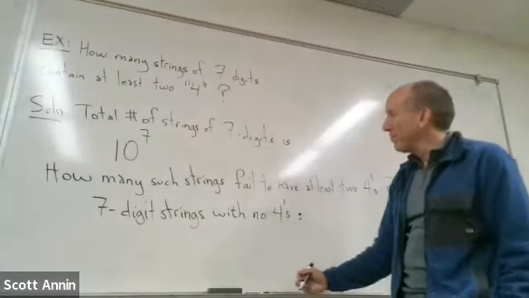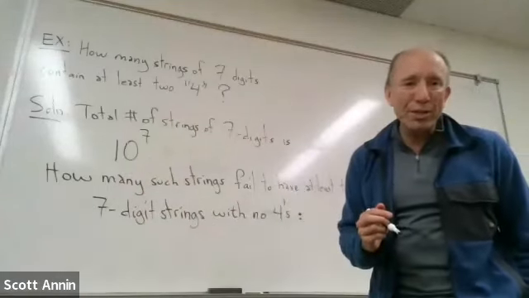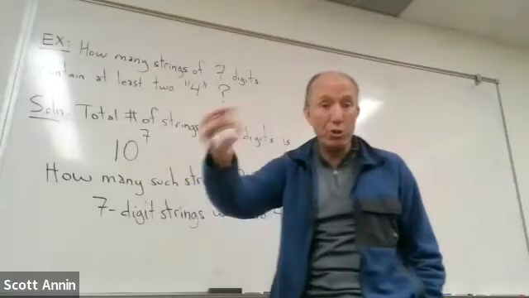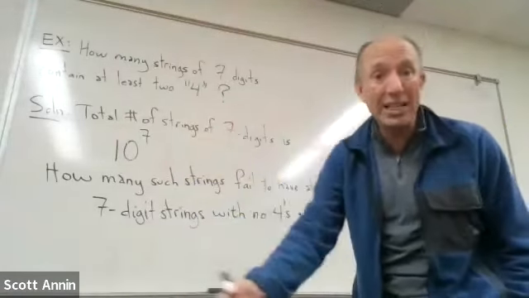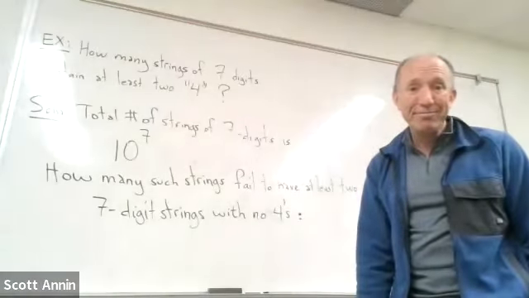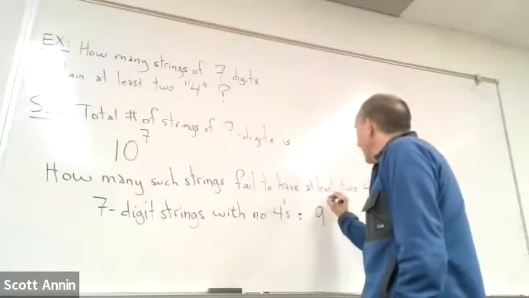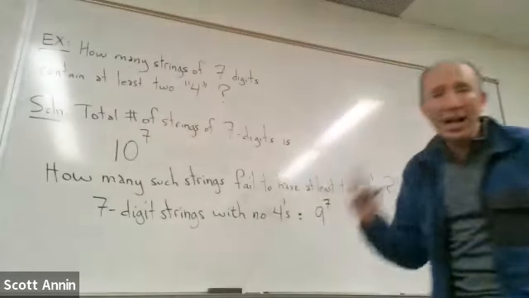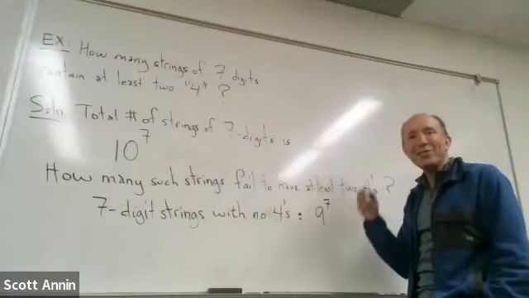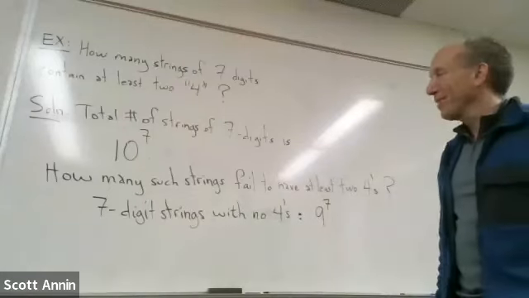Well, if I'm looking at 7-digit strings that don't have any 4s in them, doesn't that just mean that instead of 10 different ways to choose a digit for each of the 7 slots, I actually only have 9 digits available? I can't use the 4, but I can use any of the other digits, and that goes for all 7 slots of the string. 9 choices, 9 choices, 9 choices. So it's actually a multiplication principle going on right there. Okay.